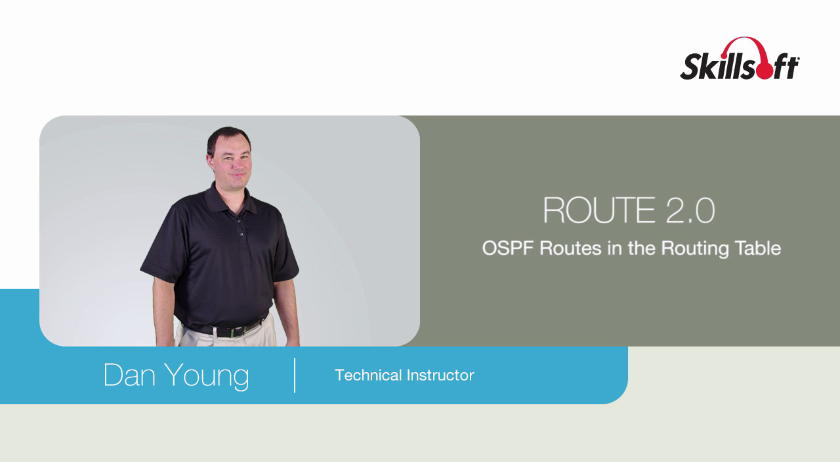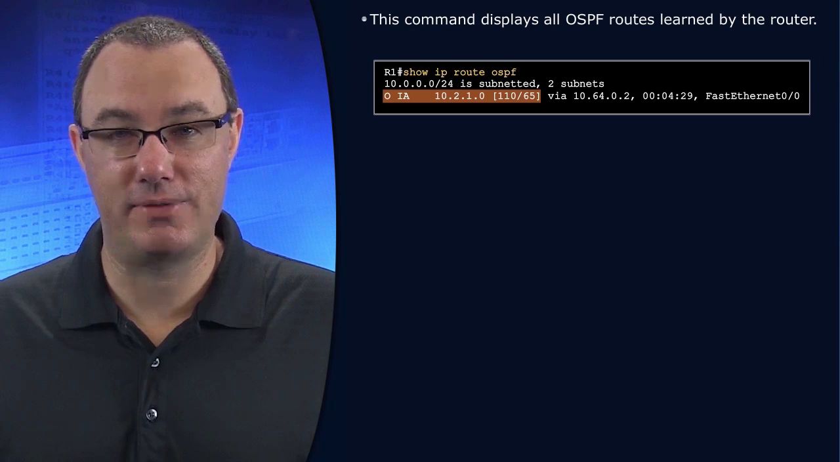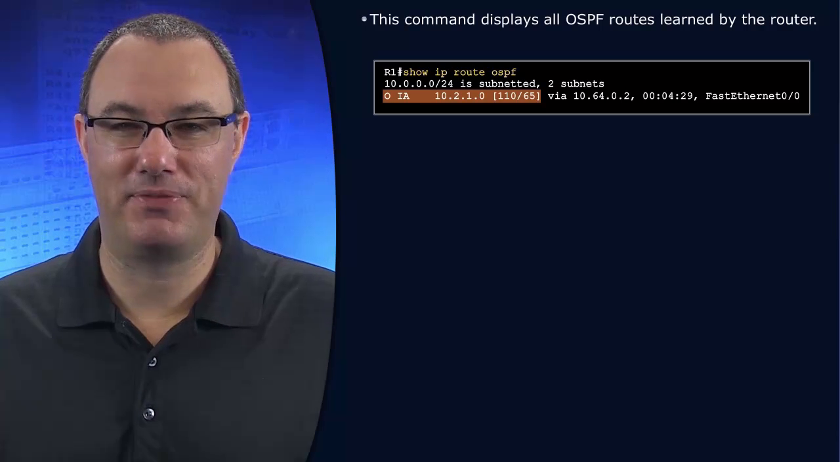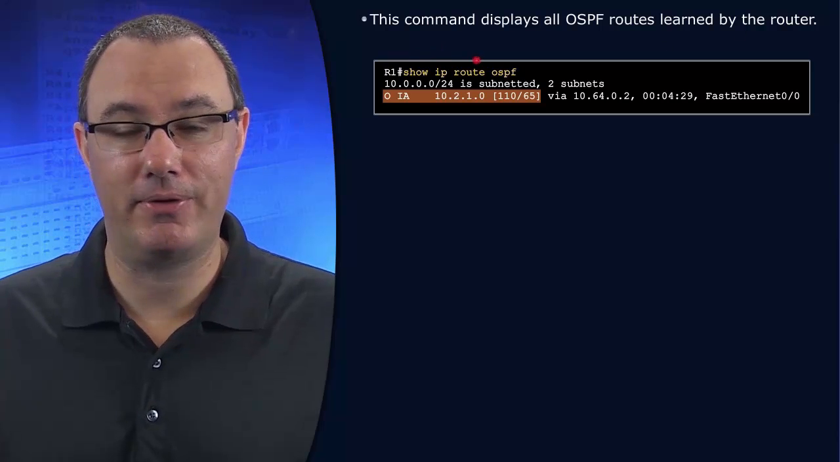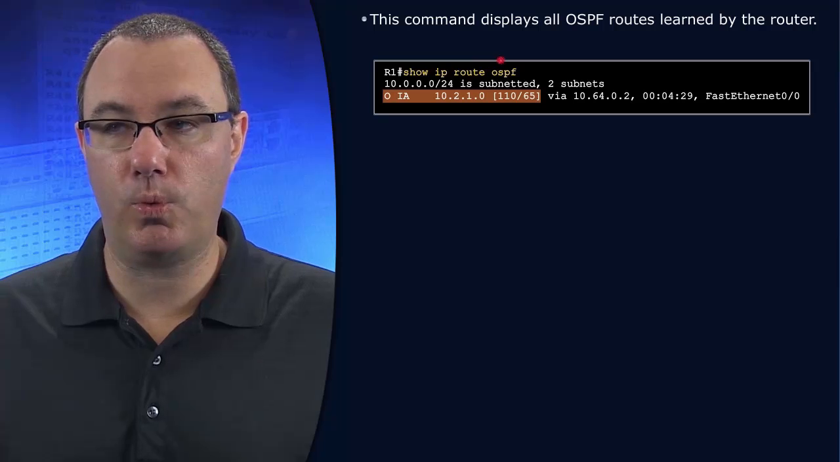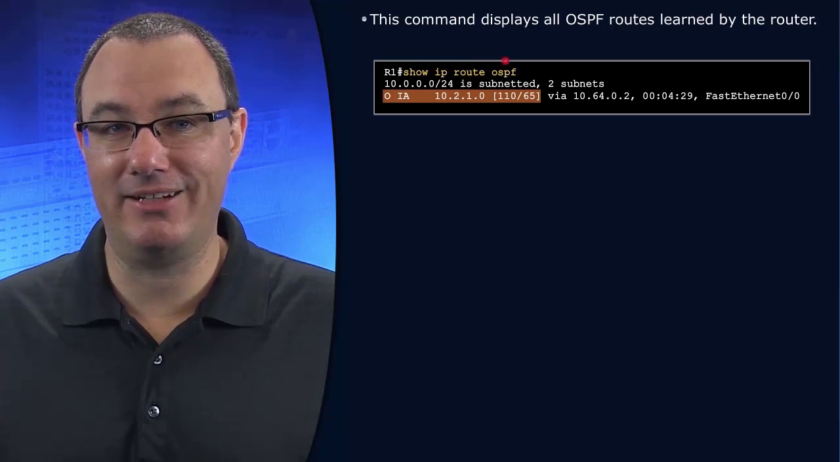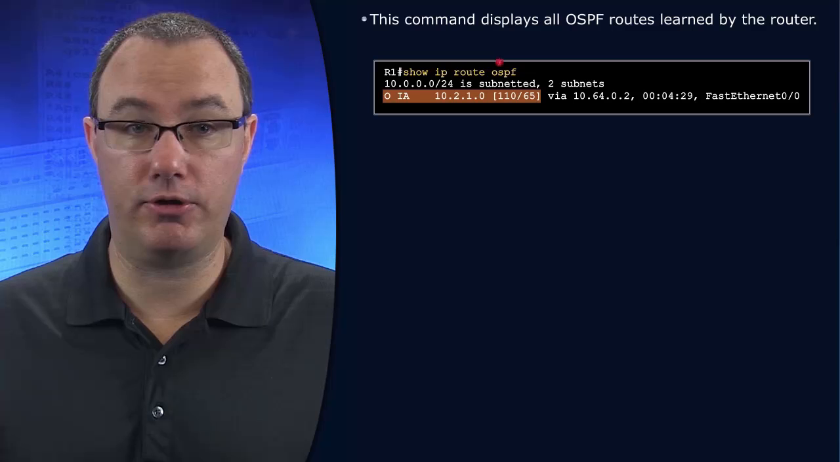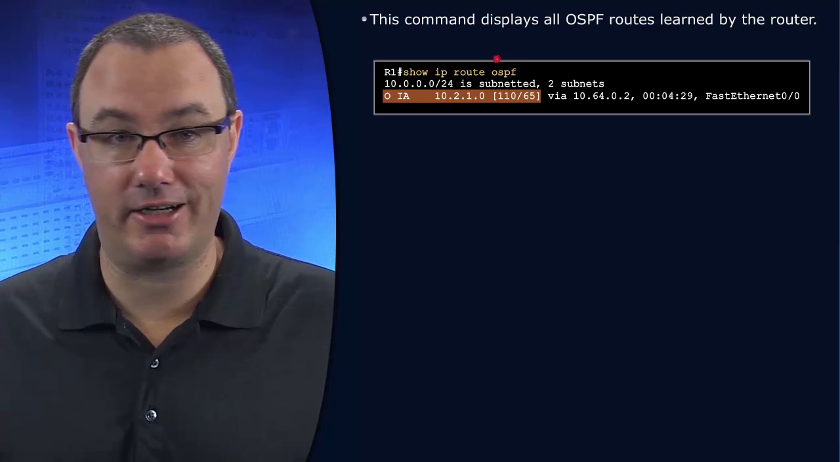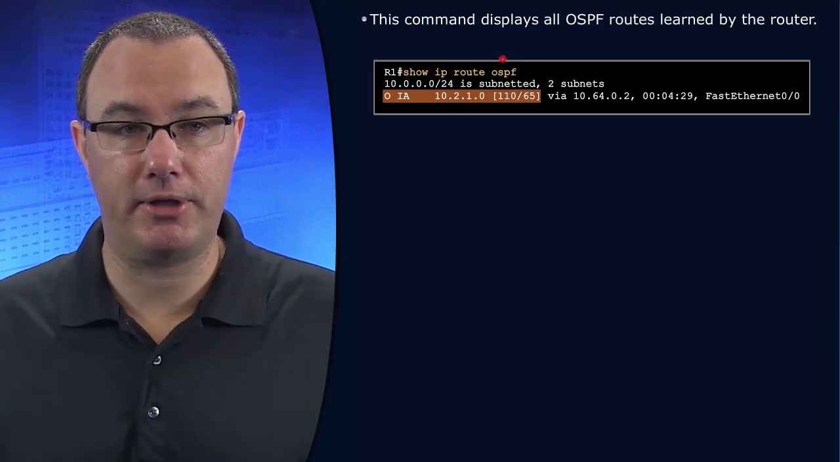The purpose of any dynamic routing protocol is to inject routes into the routing table. And so if we want to look at the routing table, we do show ip route. And if we want to just look at one routing source's information inside of the routing table, we tack on the name of that routing source. So you could do EIGRP or connected or static. Here we are doing OSPF.